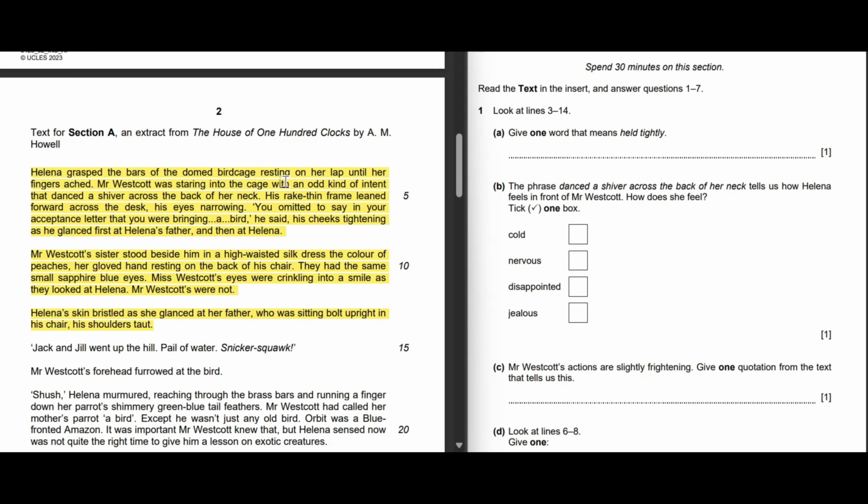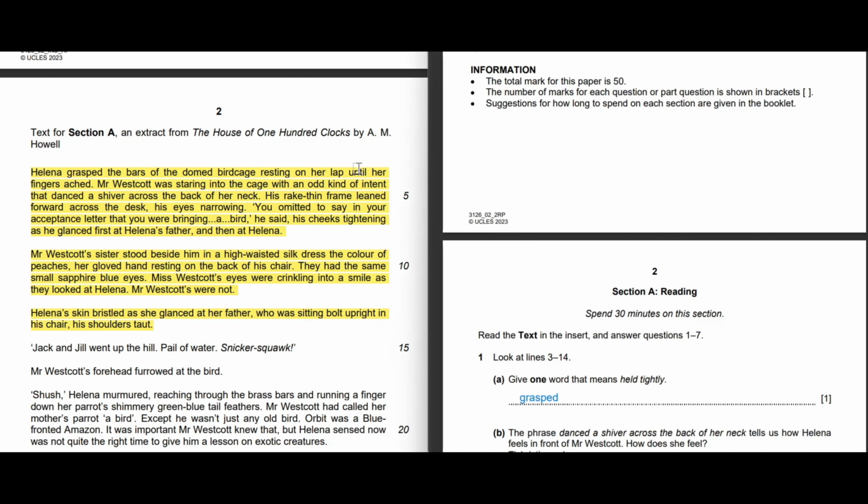Alright guys, let's reveal the answer. If you have not finished, you may pause this video. Okay, the answer is gripped. We can see from here, held tightly is gripped. So if you got the same answer, gripped, then you got 1 mark. Alright, let's move on.